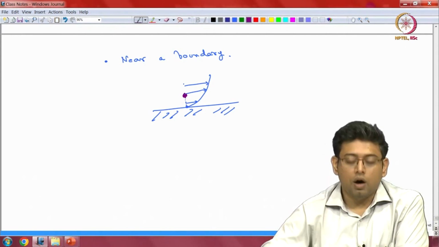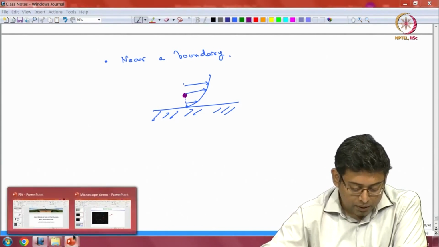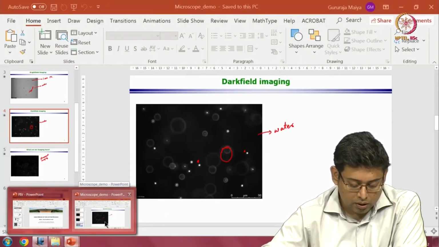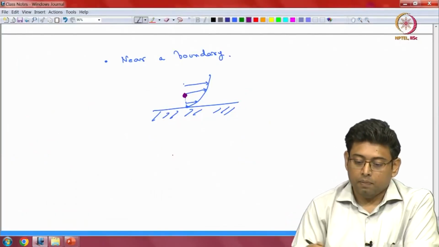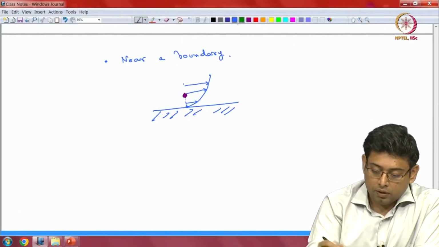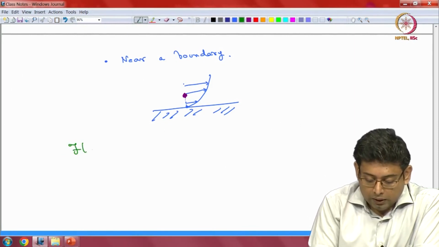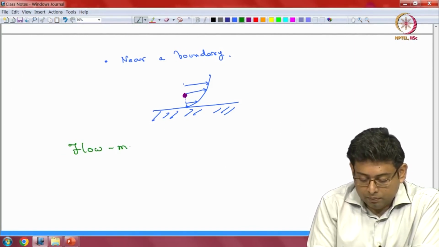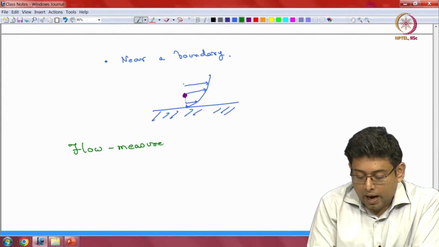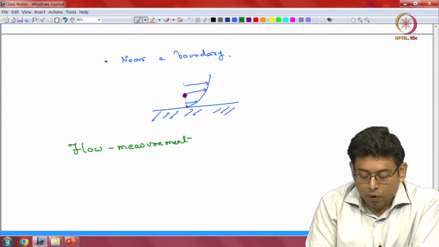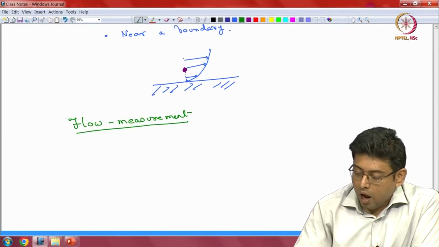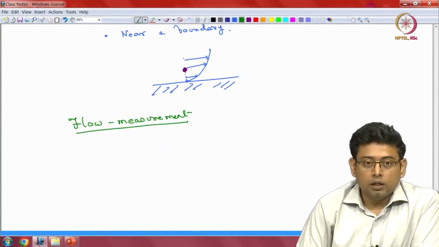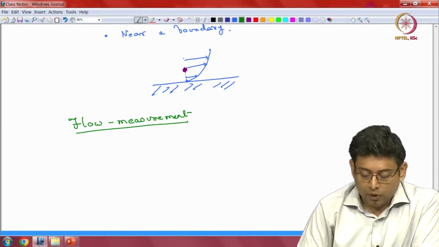Okay, wait, before I go here, I want to talk about flow measurement. So we are now going to get into flow measurement. We understand that we are going to measure flow by the use of proxies, which are tracer particles, and these proxies are going to help us visualize the underlying flow field.